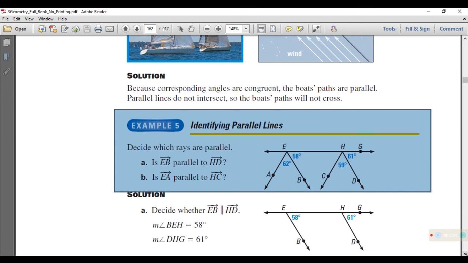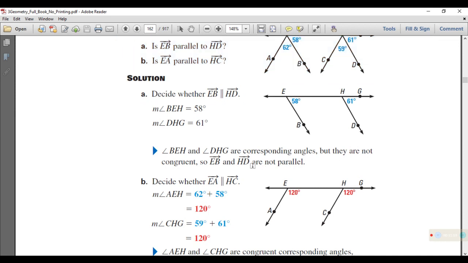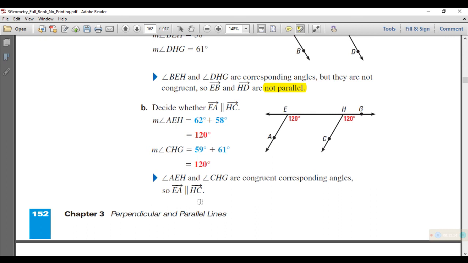So, dito, ayan, not parallel. Kasulat naman siya dito. Not parallel. Tapos yung isa, parallel. So, tama tayo.